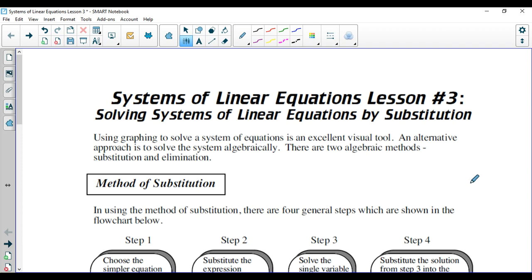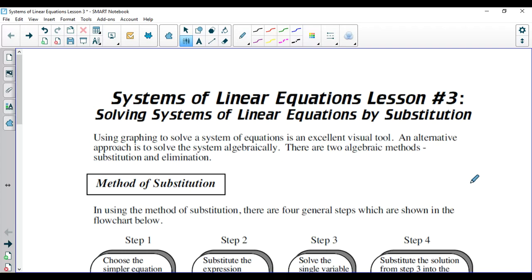Hello again, Math 10Cs. In today's lesson, we're going to continue to look at solving systems of linear equations, although now we're going to focus on doing this algebraically. It turns out there's actually a couple of different techniques we can use to solve a system algebraically. One of them will implement a method called substitution, so that's what we're going to focus on today.